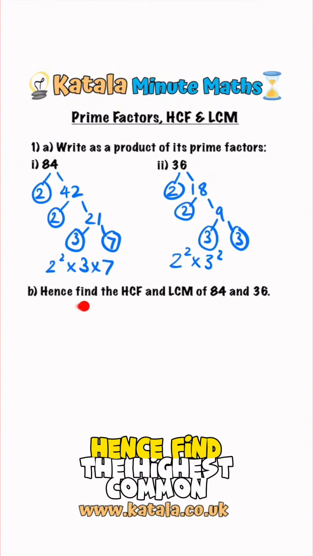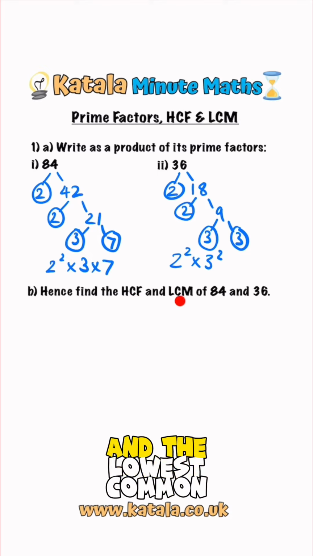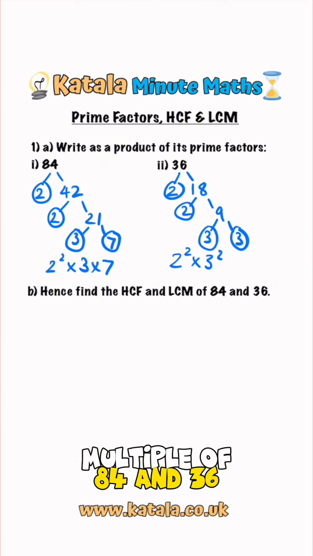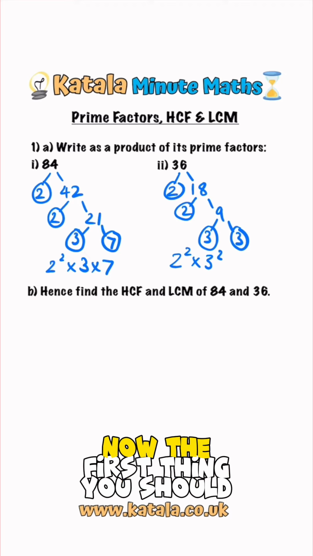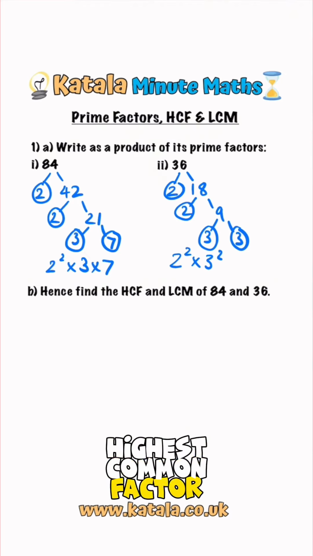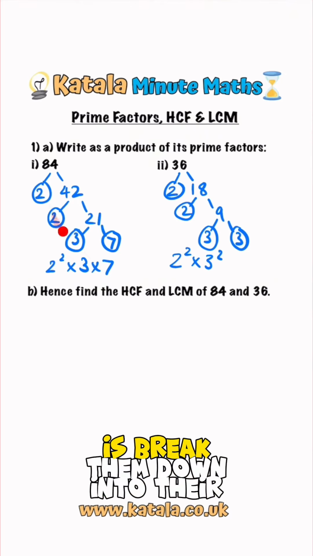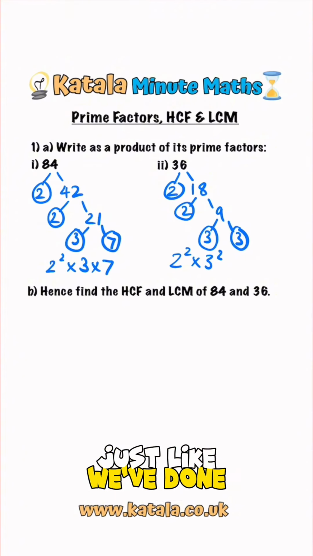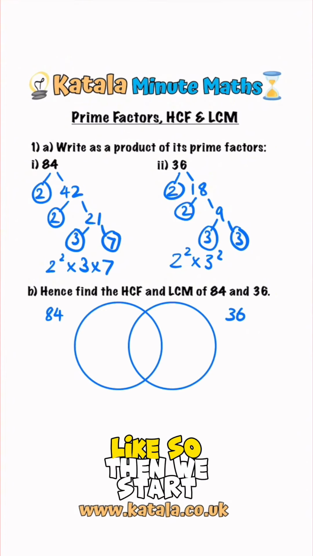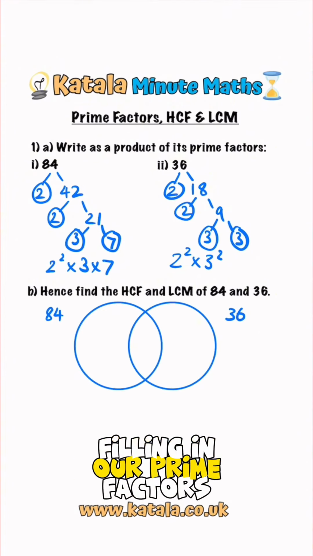Okay, part B says, hence find the highest common factor and the lowest common multiple of 84 and 36, which were our two numbers here. Now, the first thing you should do if you're asked to find the highest common factor and the lowest common multiple of some numbers is break them down into their prime factor trees, just like we've done. We then draw a Venn diagram, like so, and then we start filling in our prime factors.